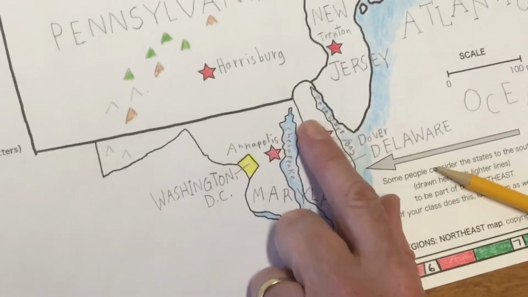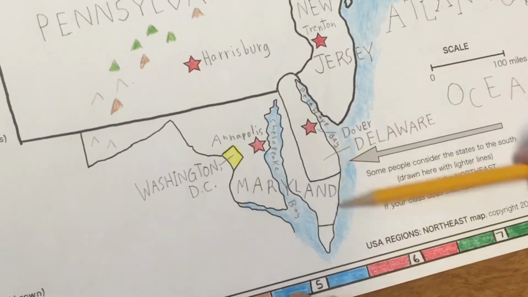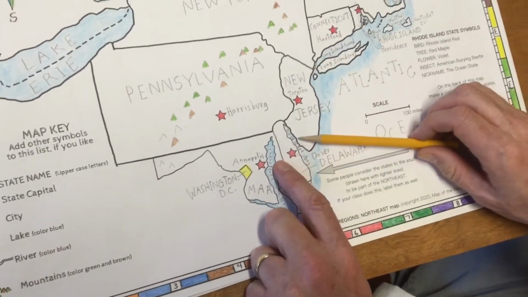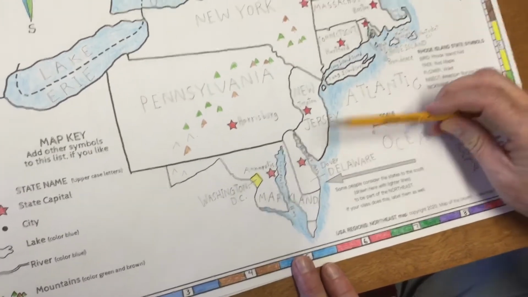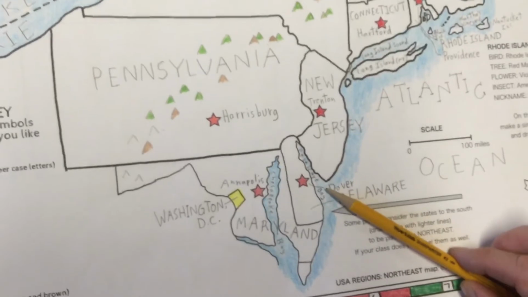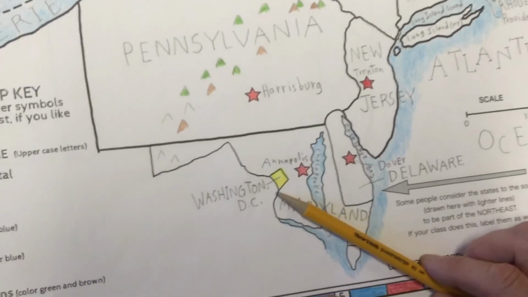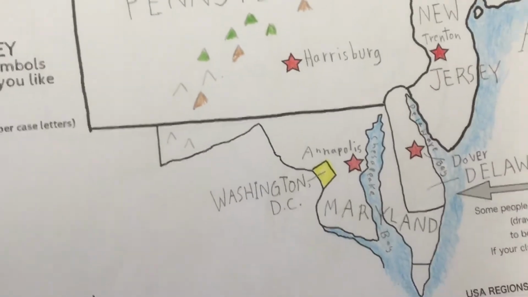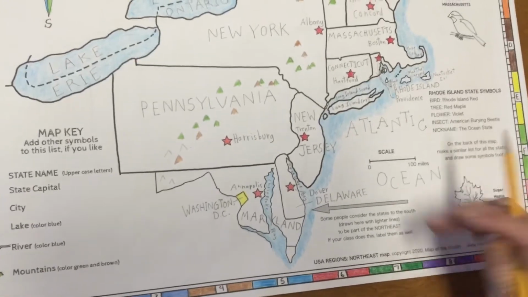Some schools like to just include Maryland and Delaware in the Northeast. Other schools put Maryland and Delaware in the Southeast. So depending on your school, if your teacher wants you to include Delaware and Maryland in the Northeast, you can go ahead and label these two states as well: Dover, Delaware, and Annapolis, Maryland, and Washington, D.C. too, if you want to put that in. Okay, if your school doesn't include these in the Northeast, you could make a little note saying part of the Southeast if you need to do that.